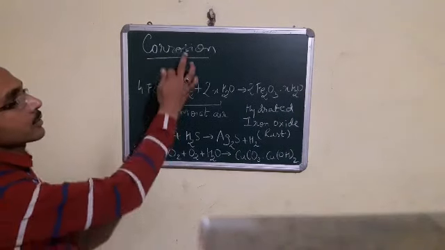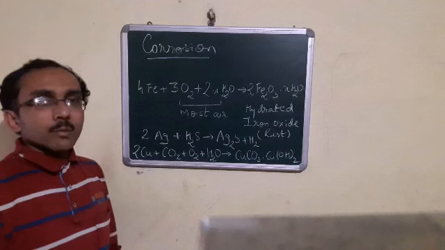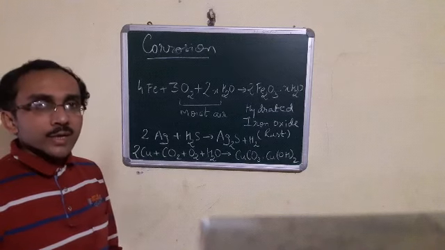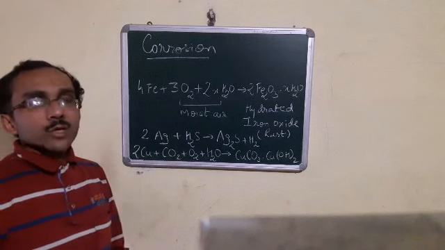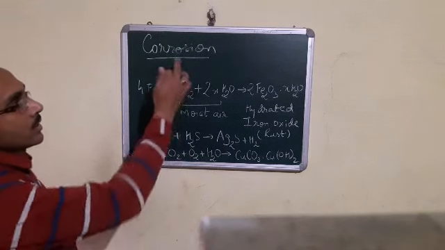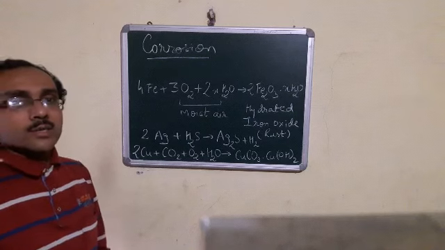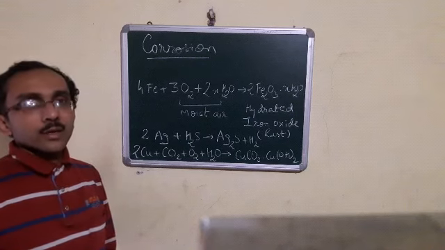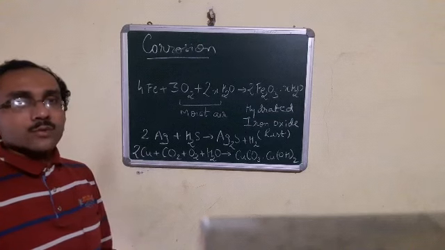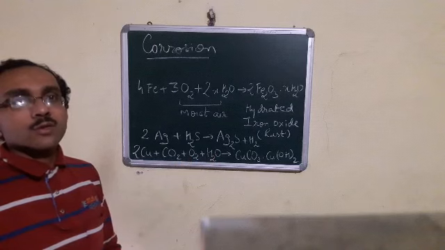Now, next topic is corrosion. What is corrosion? The destruction or eating up of the metals by the action of atmospheric gases like carbon dioxide, water vapor or sulfur dioxide is known as corrosion. In case of iron, if the corrosion takes place, then it is called rusting. For example, if we are keeping iron articles in moist air, so after a few days we observe that the iron articles are coated with a brown flaky substance which is called rust.